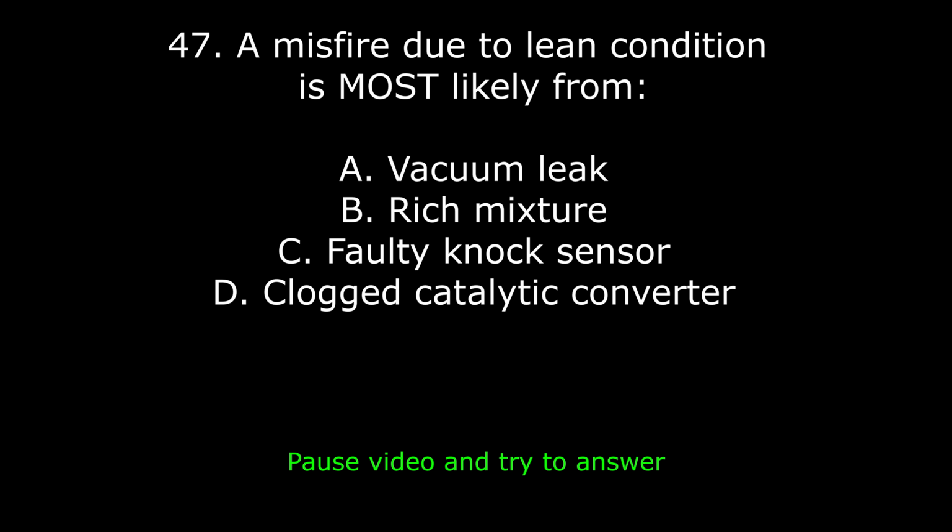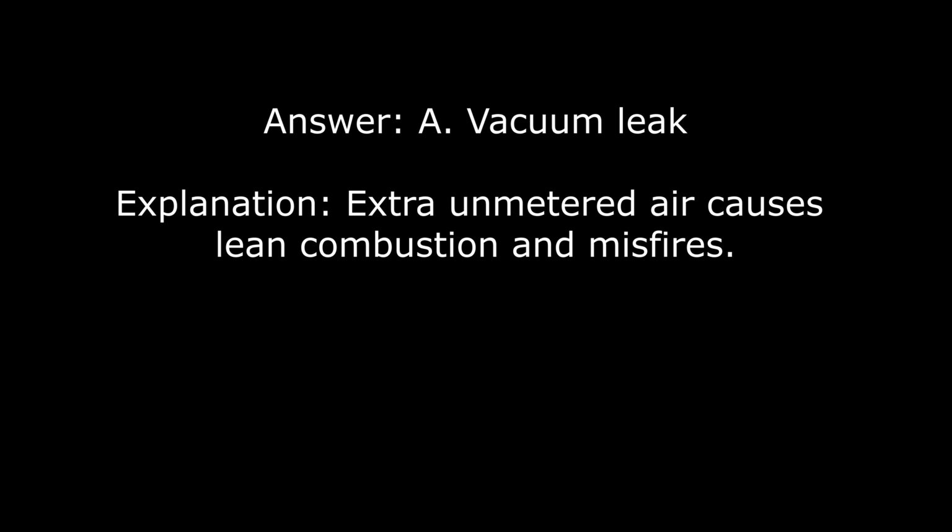47. A misfire due to lean condition is most likely from: A. Vacuum leak, B. Rich mixture, C. Faulty NOx sensor, D. Clogged catalytic converter. Answer: A. Vacuum leak. Explanation: extra air unmetered causes lean combustion and misfires.